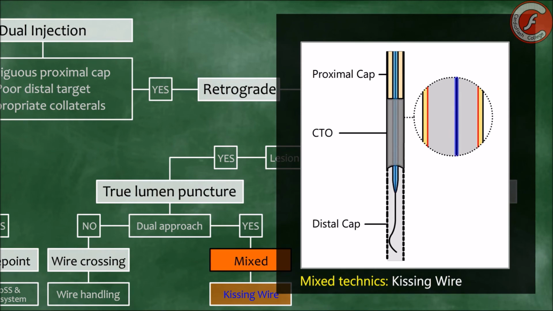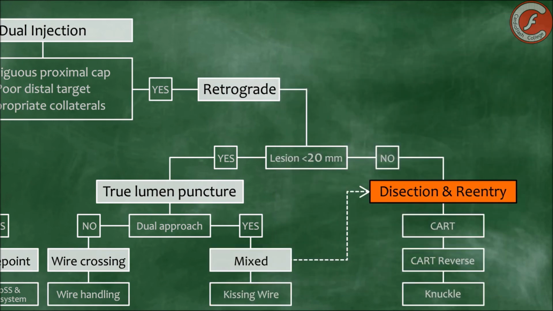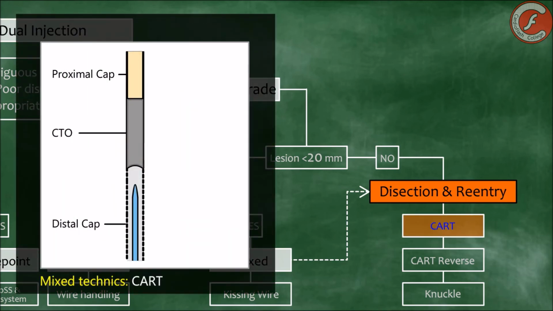The problem is that the guide wires sometimes cannot find each other on the same plane. For this reason, a lot of authors recommend using directly the retrograde dissection and re-entry techniques. In this way, we have, for example, the controlled antegrade and retrograde subintimal tracking technique, aka CART, which consists in advancing both guide wires to the subintimal space.